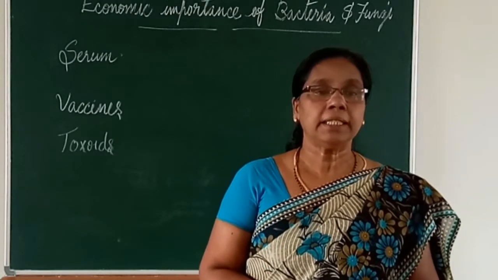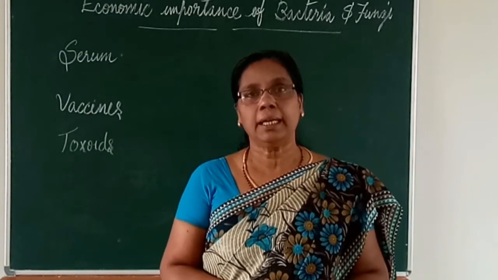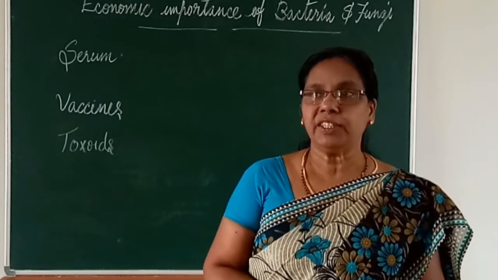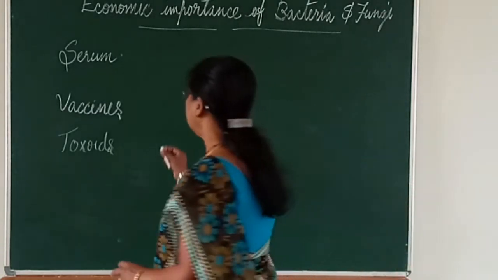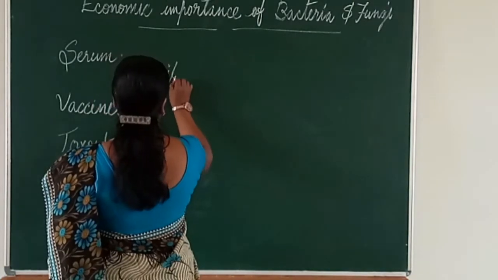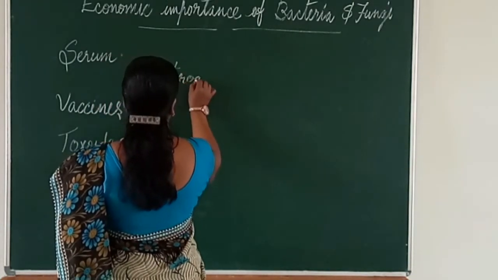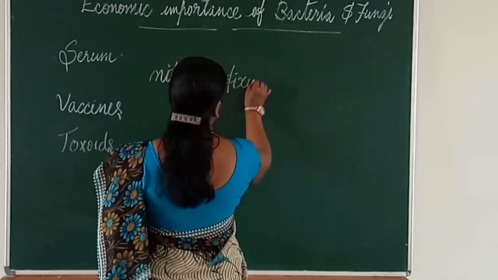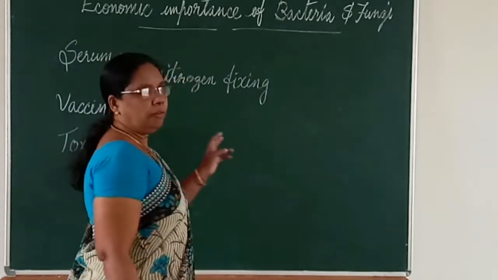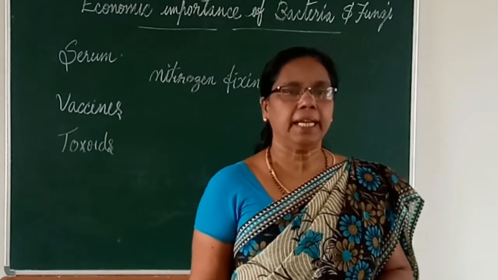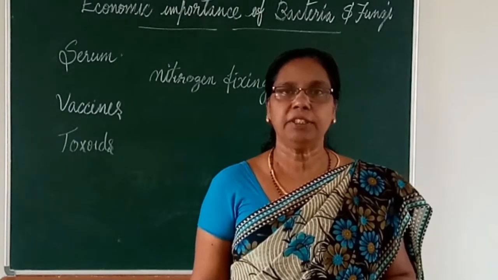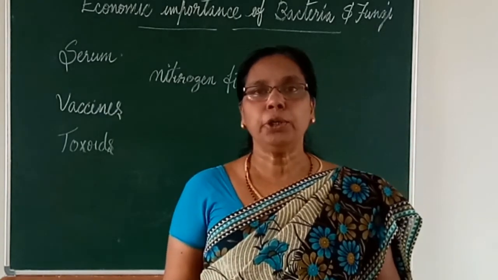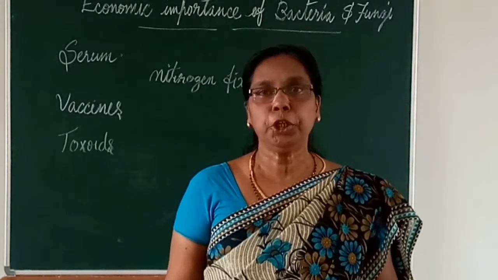Now let us see bacteria. What is their role in agriculture? They have a vast role in agriculture. First, let us see the nitrogen fixing bacteria. A special category of bacteria which is called what? Rhizobium. These live in the root nodules of certain plants, especially leguminous plants.